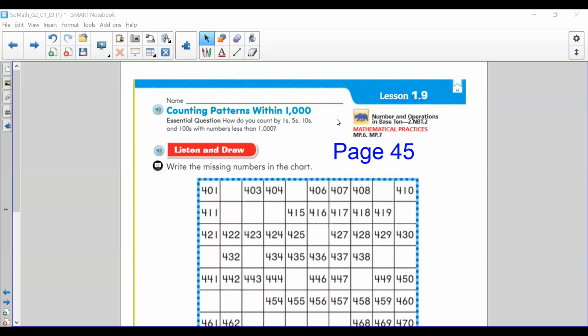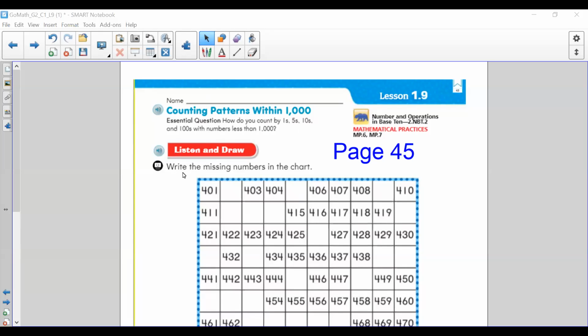We are now on math lesson 1.9. This is our last lesson in chapter 1. We are going to be counting patterns within 1,000. And our essential question is, how do you count by ones, fives, tens, and 100s with numbers less than 1,000?